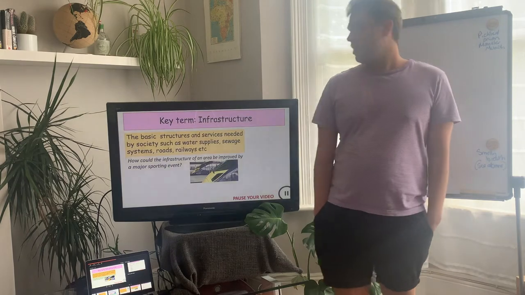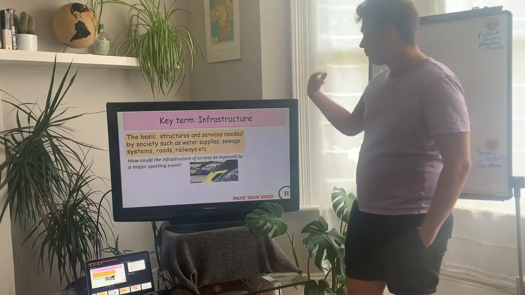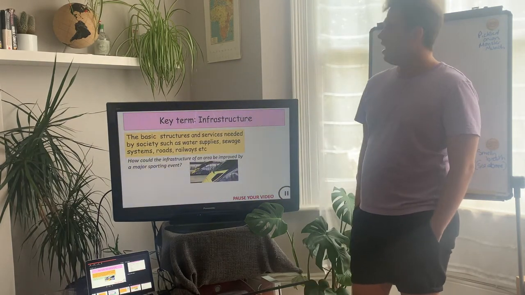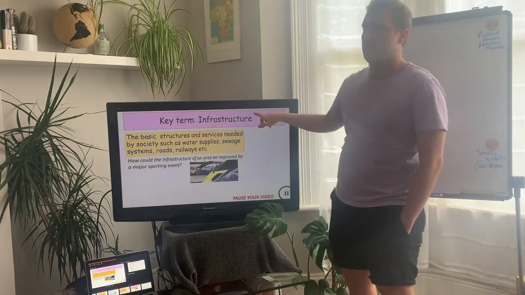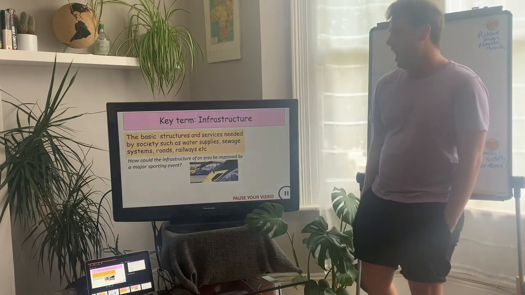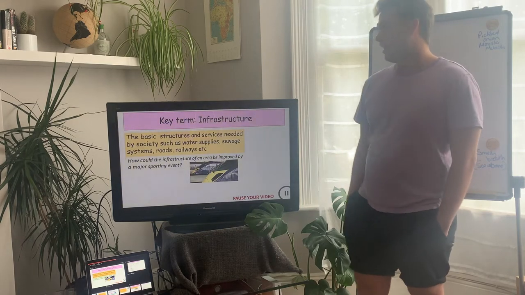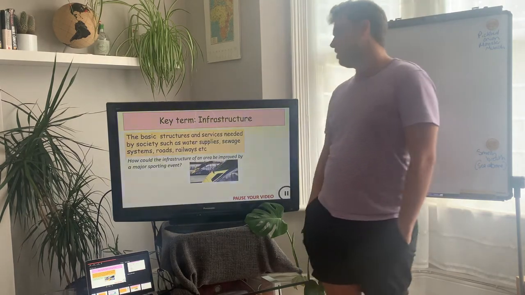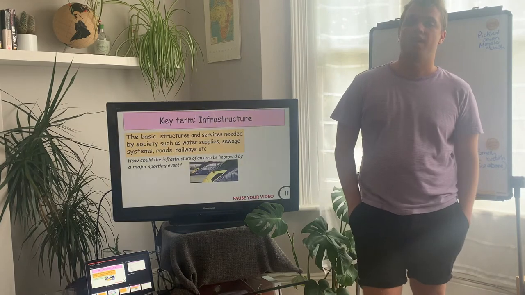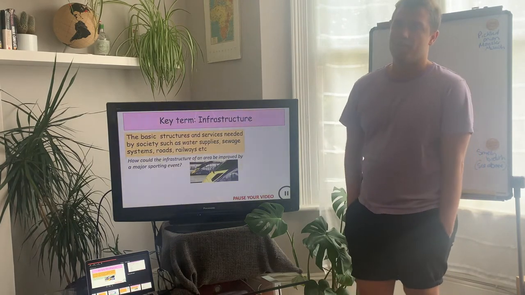So please write down this title of infrastructure, this key term, infrastructure, and the definition. This, as I say, is a really, really key one. And then I want you to have a think. How could the infrastructure of an area be improved by a major sporting event? And there's a picture there to get you thinking about it, all right?